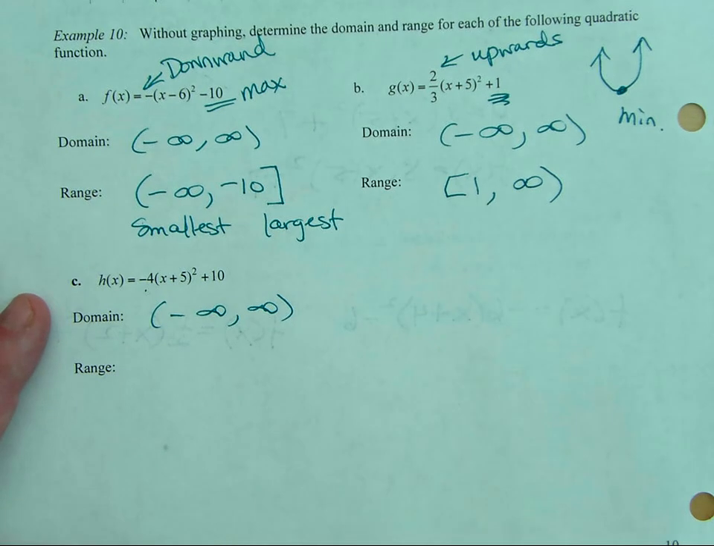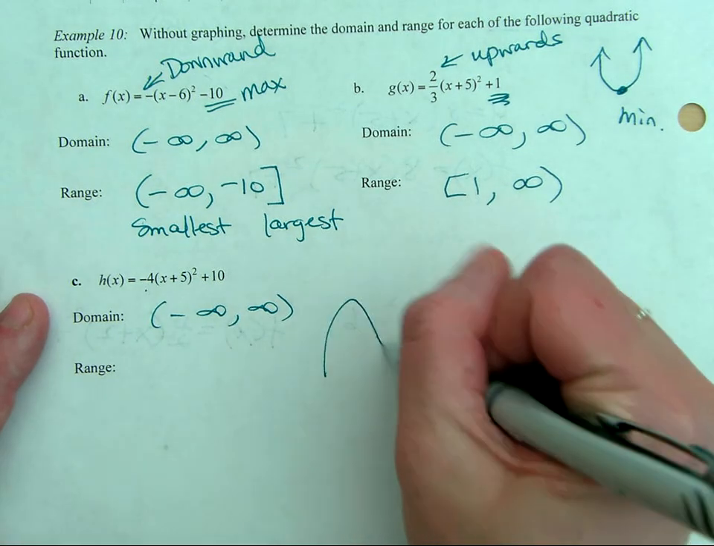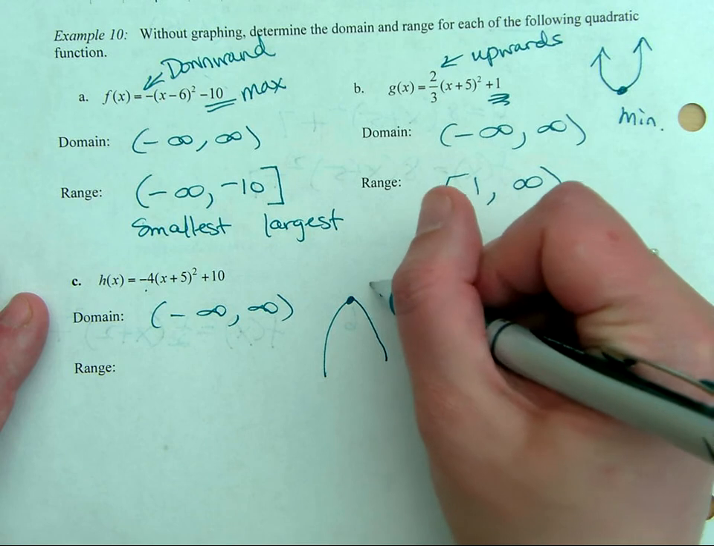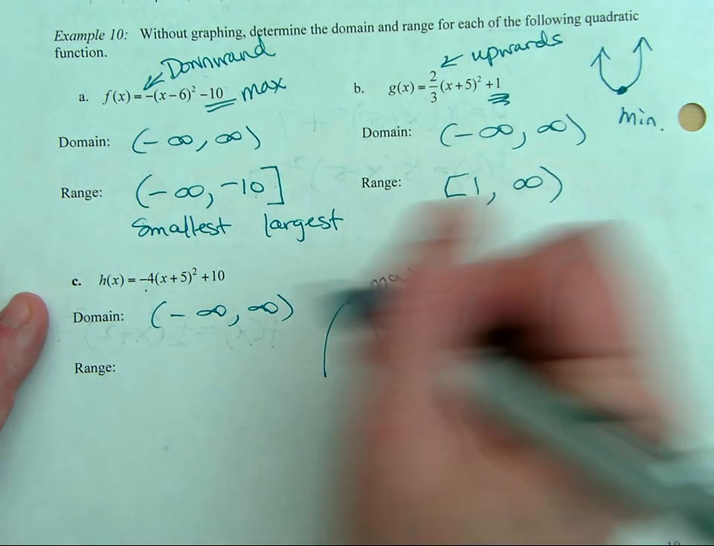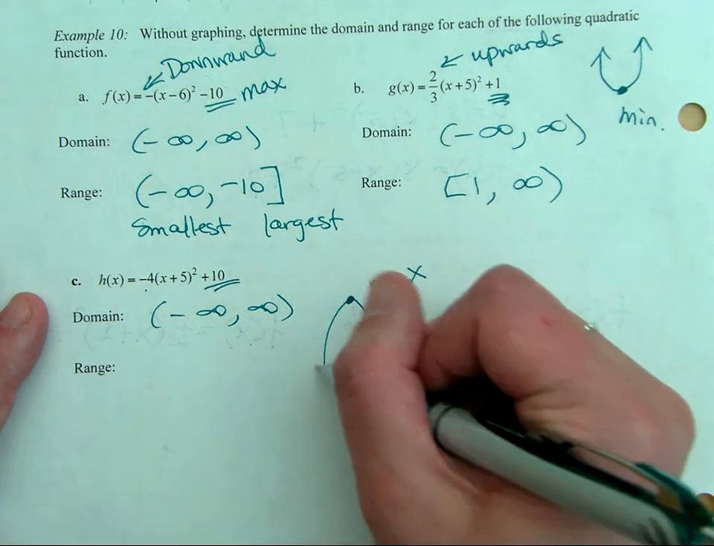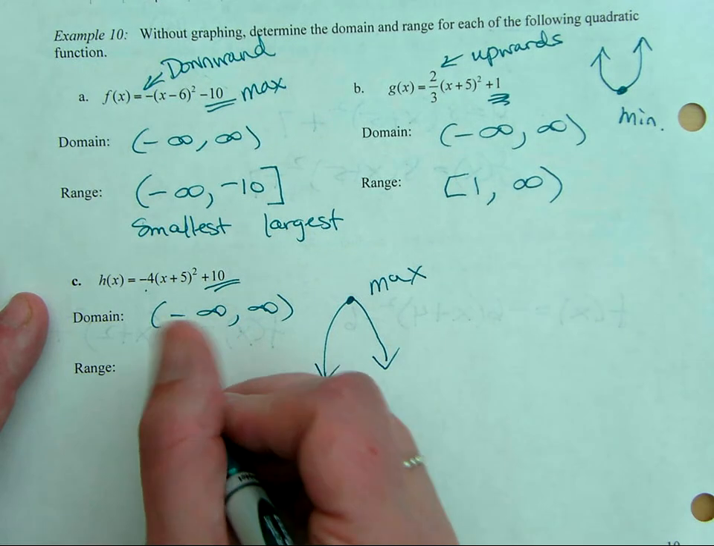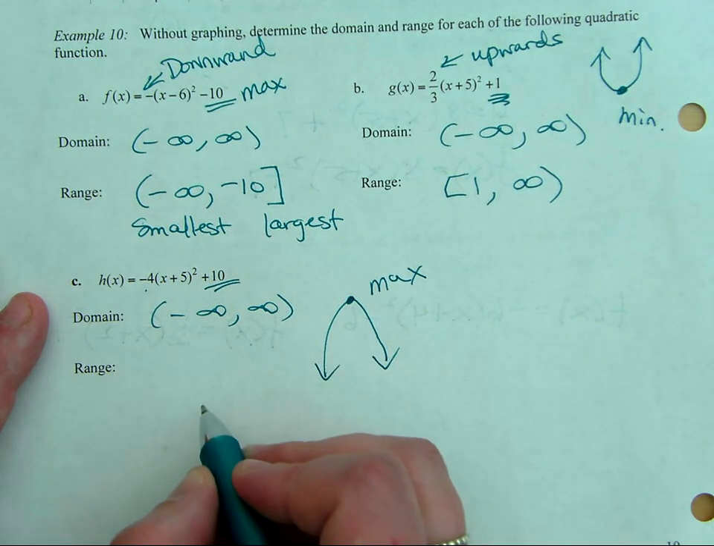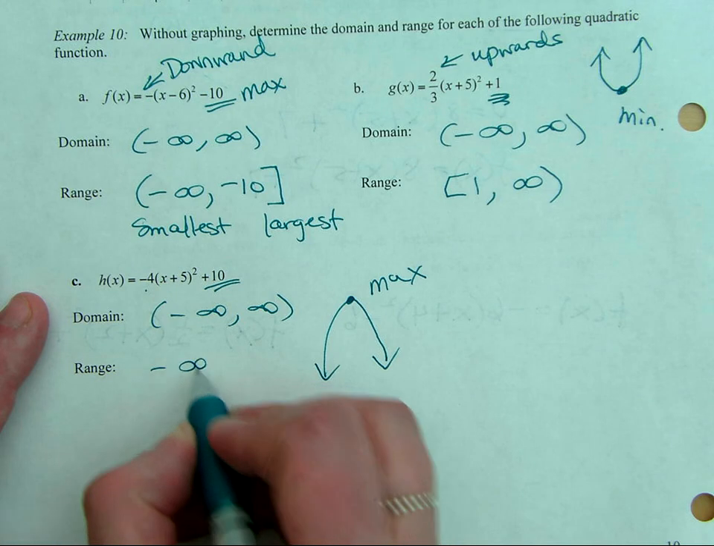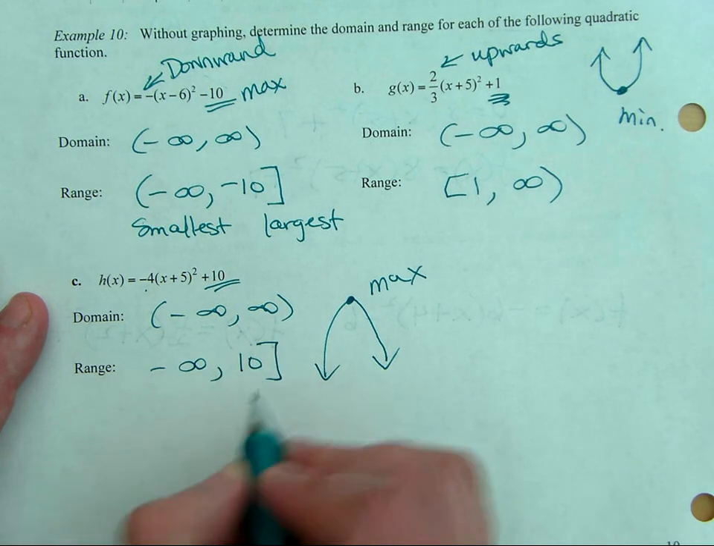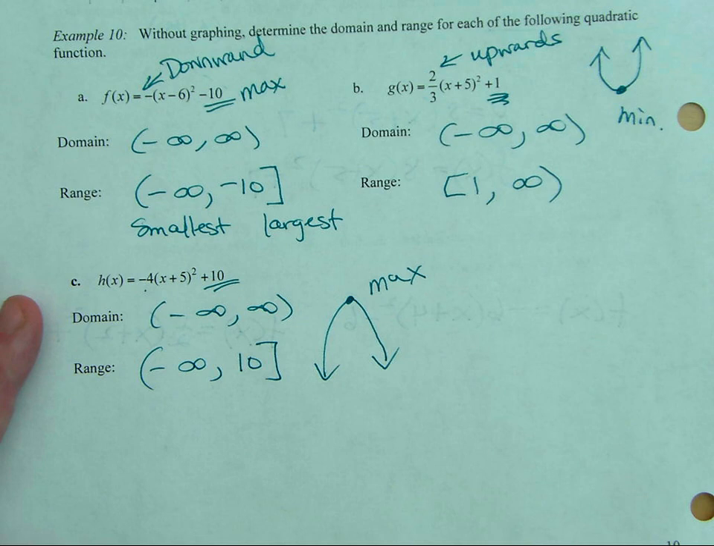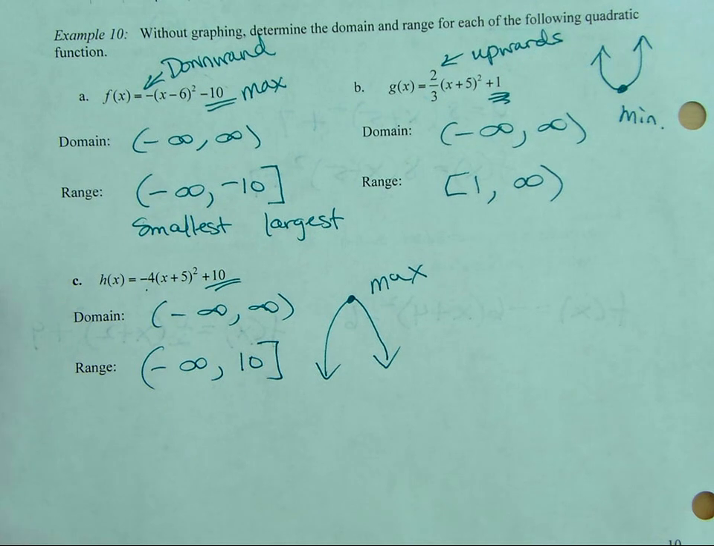Good. And then what about this one? You determine first it opens downward, and so if it's opening downward, the vertex is a maximum point. So tell me the range. Negative infinity to 10. 10 is included. Negative infinity is not. Okay, any questions on that? So that's thinking about the domain and the range.